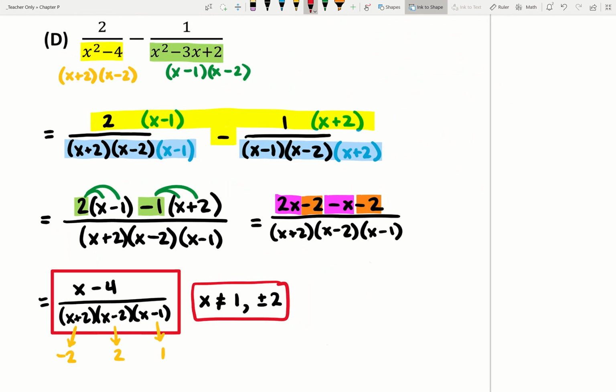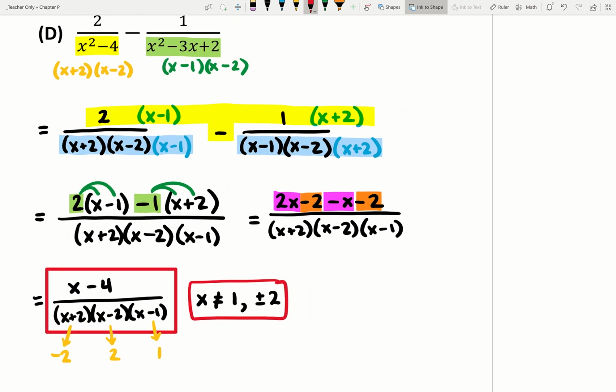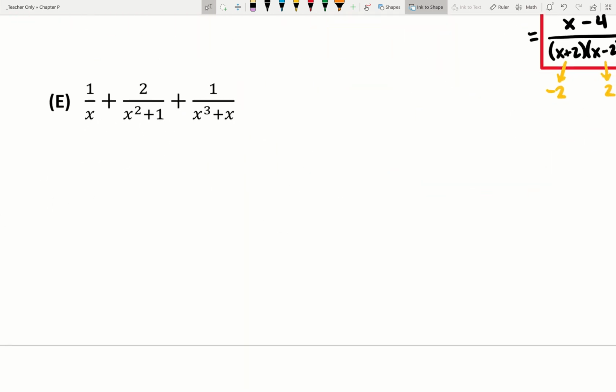So in general, you are going to have to factor everything. Factor as much as you can, because then that's going to give you an easier job of trying to match up your denominators and get those taken care of.